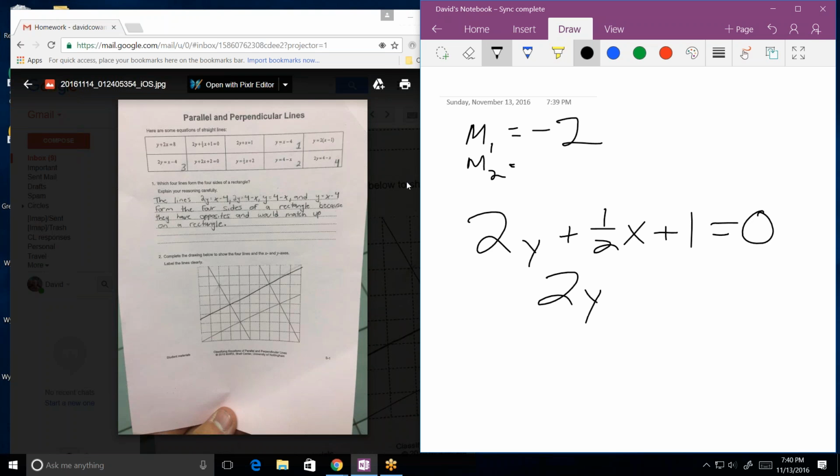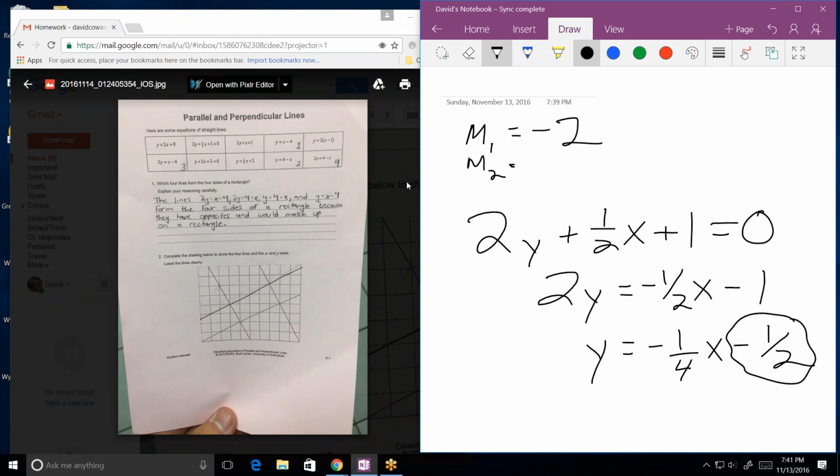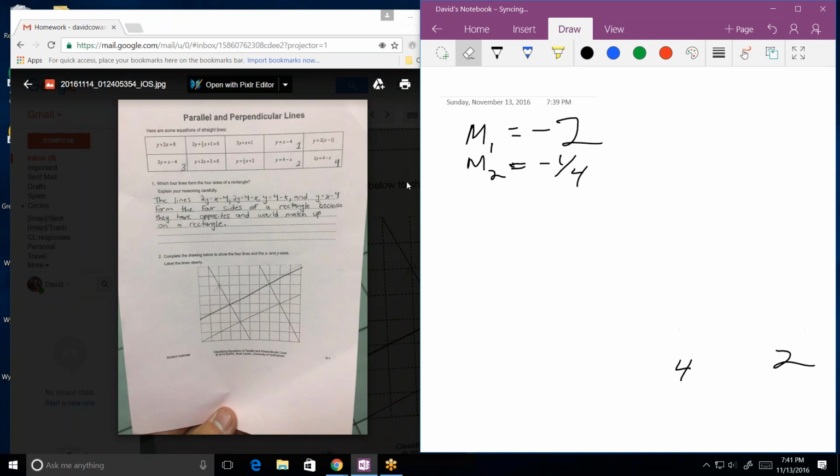In order to solve for y, I have to move everything else to the other side, changing the sign. Now I have to divide everything by 2. That gives me a slope of -1/4. Like I said, this number over here is immaterial. The only thing we care about here is the slopes. So this slope is -1/4. Now, let's do that for all 10 of these, and we'll find out which slopes are parallel and which slopes are perpendicular. And we'll know the 4 equations that make up the rectangle.